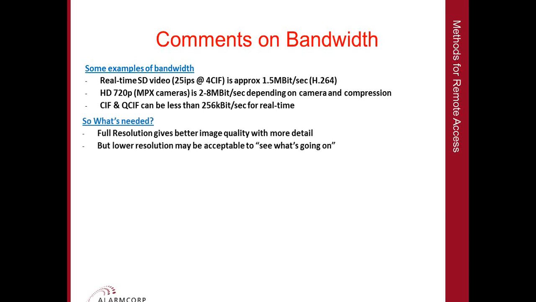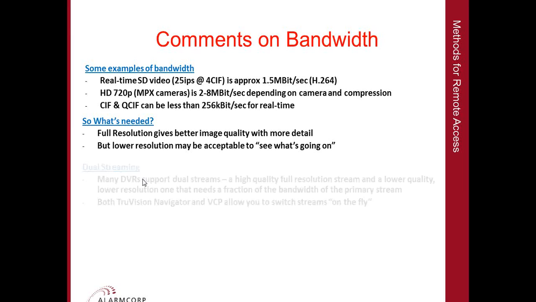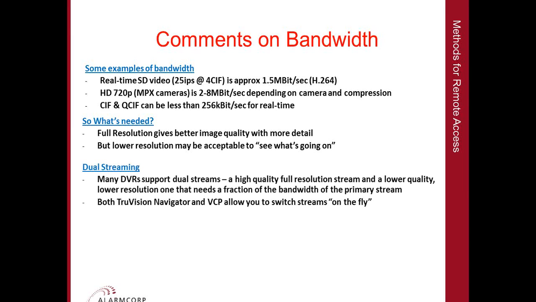So what do we need? What do we need to actually see at the remote station? Full resolution gives us better image quality with more detail, but lower resolution may be acceptable to see what's going on. It's worth talking about dual streaming, and many DVRs support dual streams where you have a high-quality full resolution stream, which is actually what's recorded at the NVR, and a lower quality, lower resolution substream that needs only a fraction of the bandwidth. Lower quality, but lower bandwidth, and here's the trade-off. And both TruVision Navigator and Video Central actually allow you to switch streams on the fly.